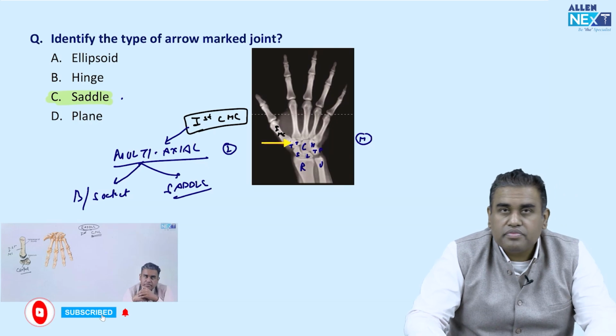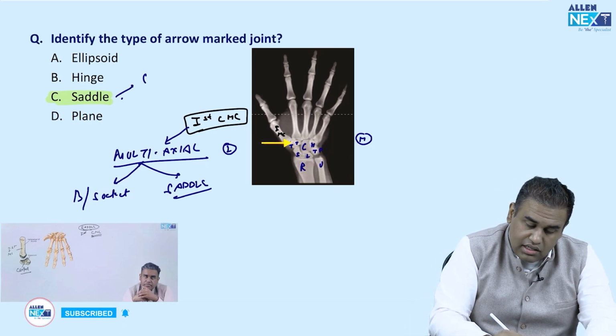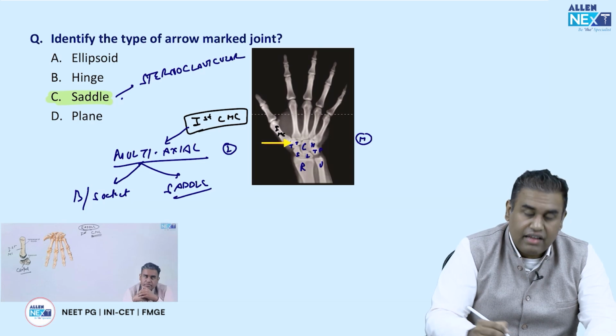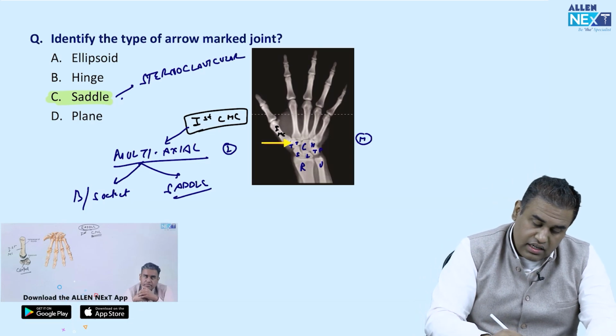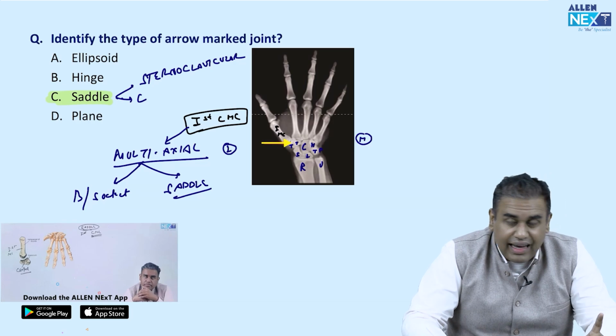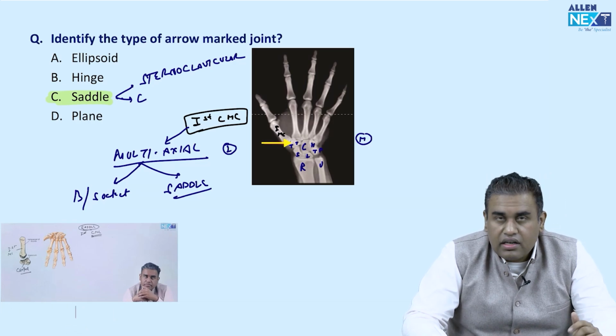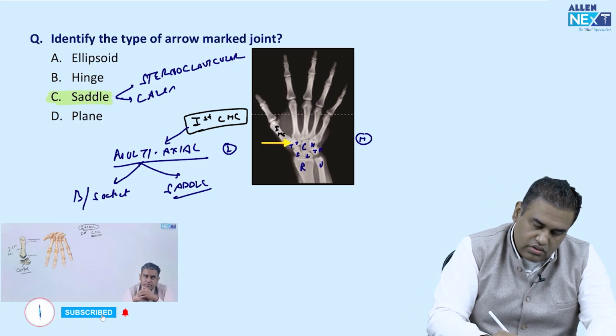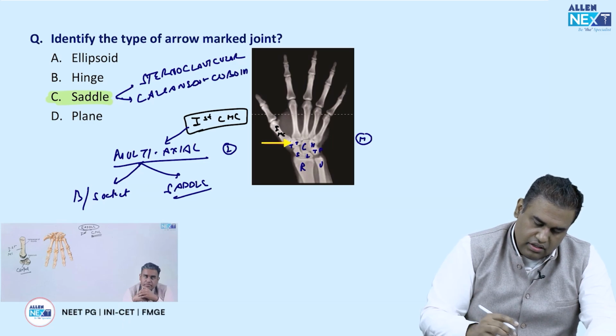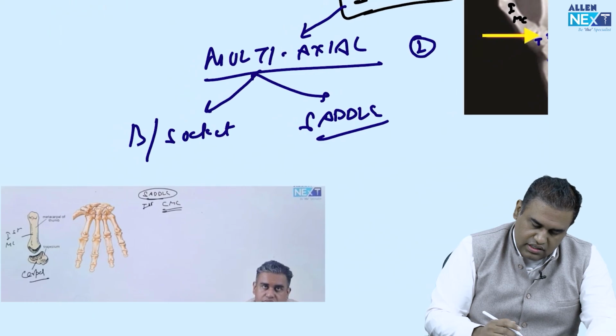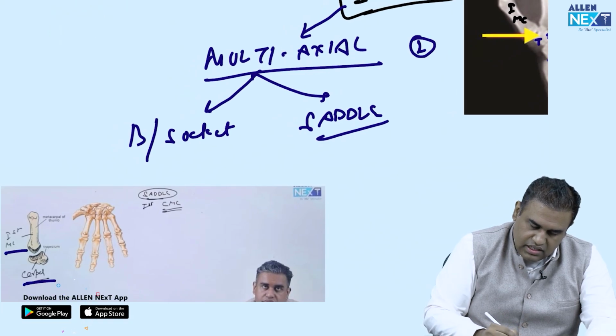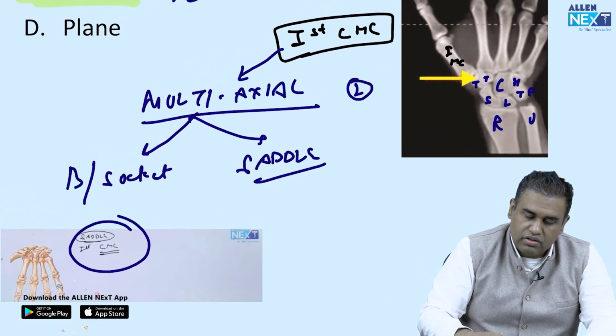So saddle. Other example of saddle is what? Sternoclavicular joint. Remember this, sternoclavicular joint. Other example of saddle is in the tarsals also, between calcaneum and cuboid. So calcaneo-cuboid joint. You can see in the screenshot over here, we are discussing this carpal and the first metacarpal and saddle variety, first CMC over here.